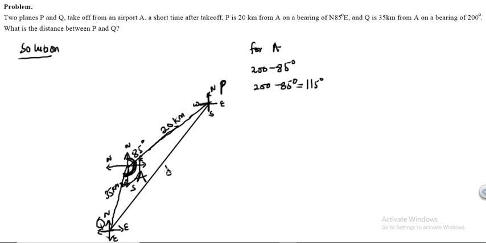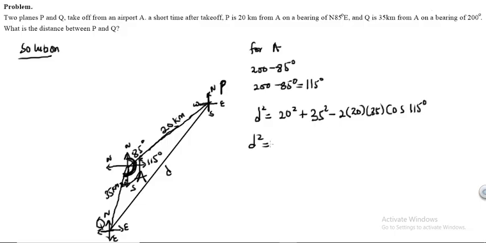Now to get the distance between the two points, we can simply use the cosine rule like we did before. The cosine rule here states that d squared is equal to 20 squared plus 35 squared, the squares of the other two sides added, minus 2 times 20 times 35, then times the cosine of the angle opposite d. That angle is 115 degrees.